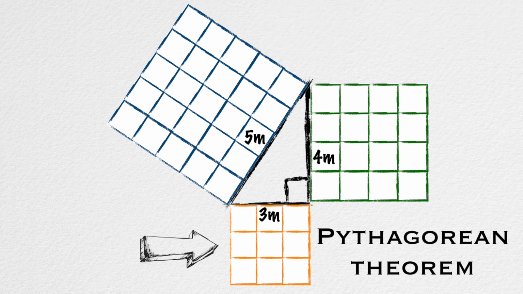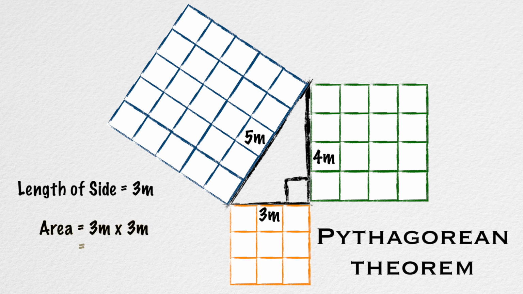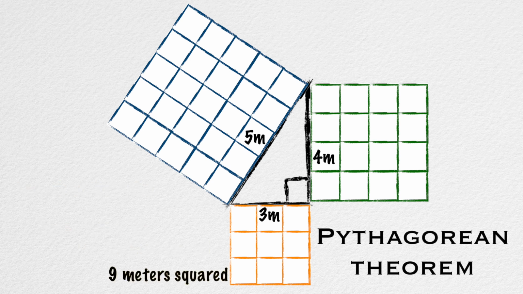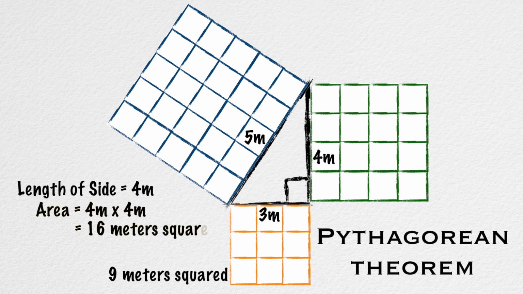Let's start with this square. We know that the side of this square is 3 meters. So, the area of this square is 3 times 3, which is 9 meters squared. Now, let's find the area of this square. The side of this square is 4 meters. So, 4 times 4, which is equal to 16 meters squared.